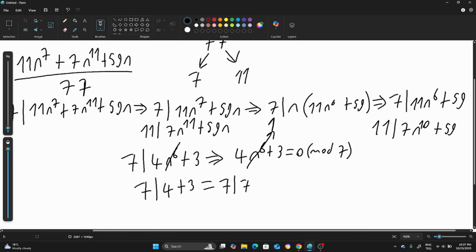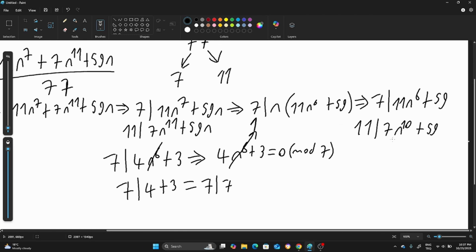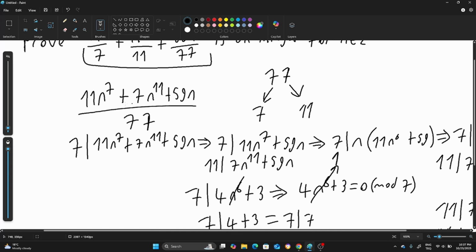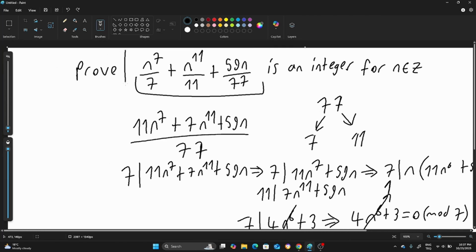For 11, it is the same. We can again apply Fermat's little theorem to this 10, right? Because 11 is prime, 10 is prime minus 1. For the 11 case, we get 11 divides 7 + 4, which is 11 divides 11, which is also always true. So both 7 and 11 will always divide this expression, which means that 77 will divide it, so this expression will always be an integer. That's basically the proof of it.